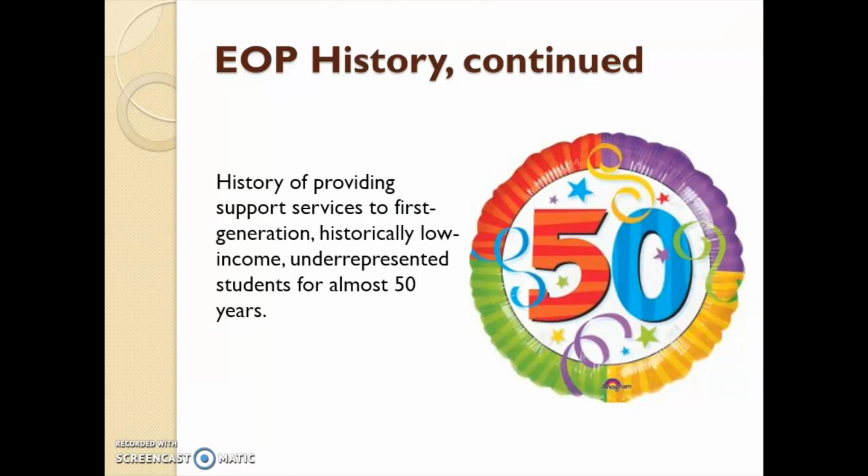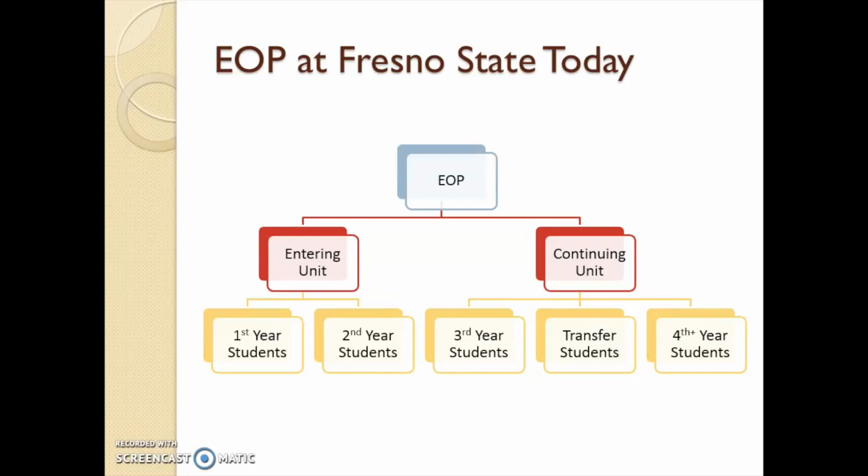EOP has a rich history of providing access and support services to first-generation, historically low-income, and underrepresented students. For almost 50 years, EOP students have attended Fresno State and graduated with the help of their EOP counselors and peer mentors. Today, EOP serves approximately 1,700 students with 8 counselors. To be considered for EOP, a student applying to Fresno State must also submit a one-time EOP application. All first and second year students part of the entering unit are assigned an EOP counselor and a peer mentor. All third year, fourth year plus students part of the continuing unit are assigned an EOP counselor.